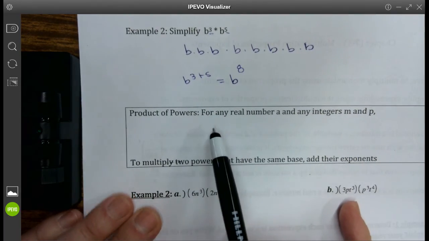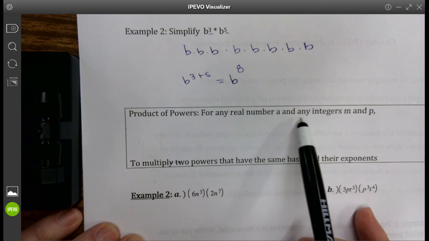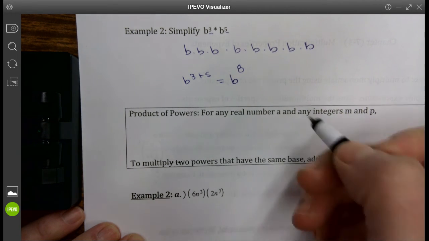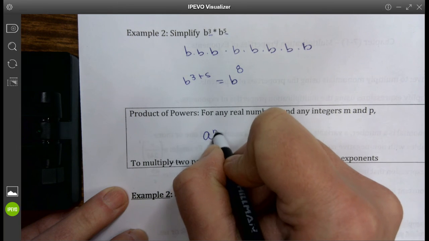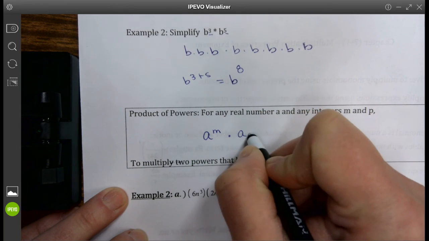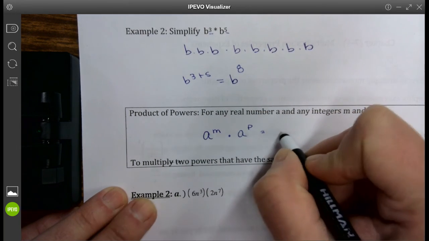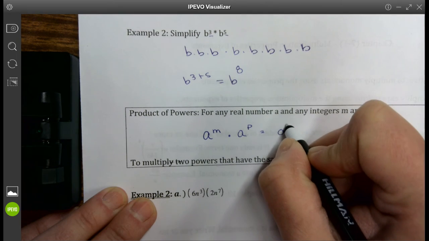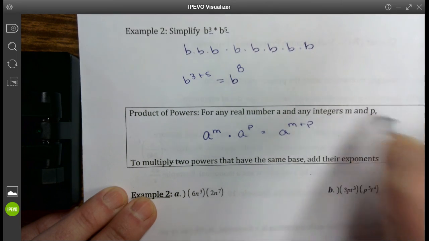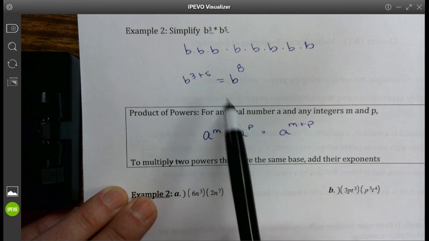Okay, so it says for any real number a and any integers m and p, if we have a to the m times a to the p, that is the same thing as saying the base of a raised to the m plus p. Yes, we did that.